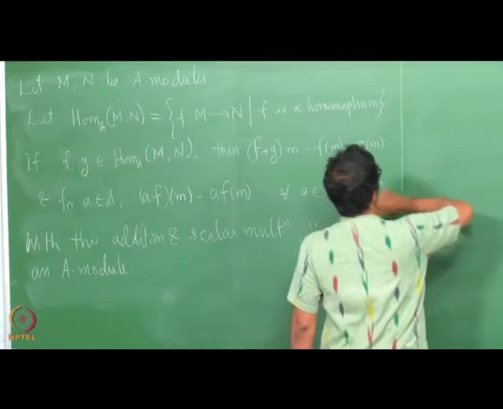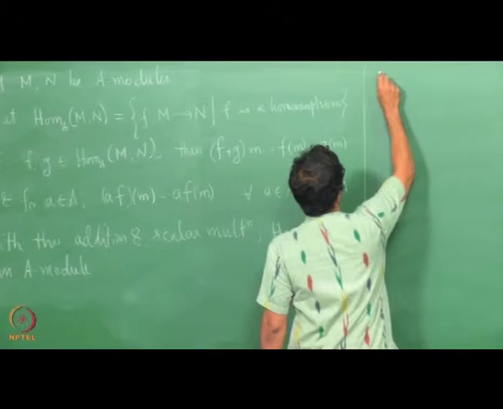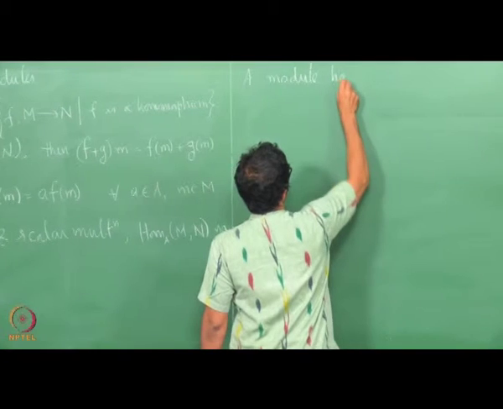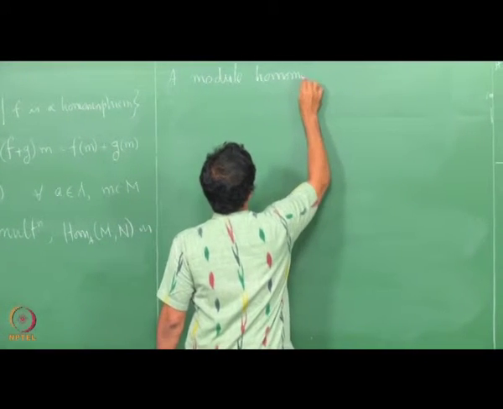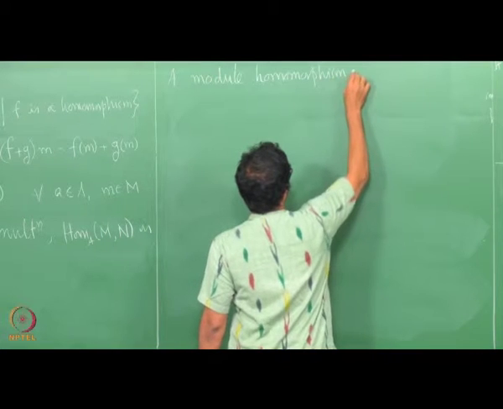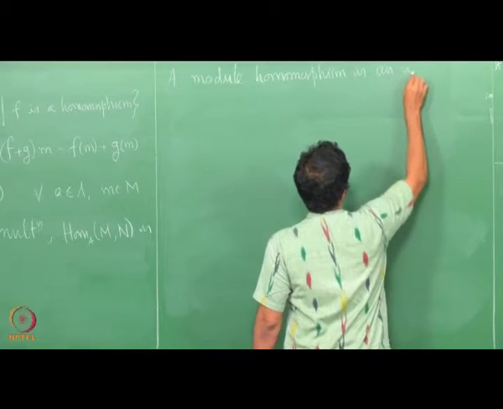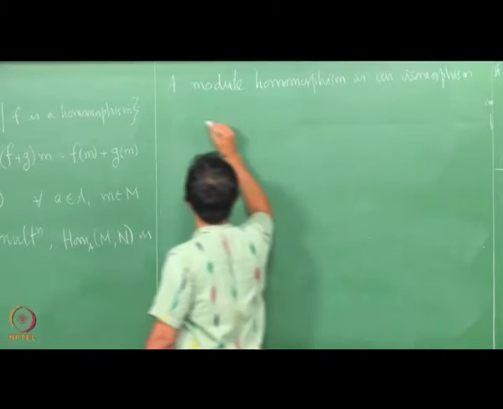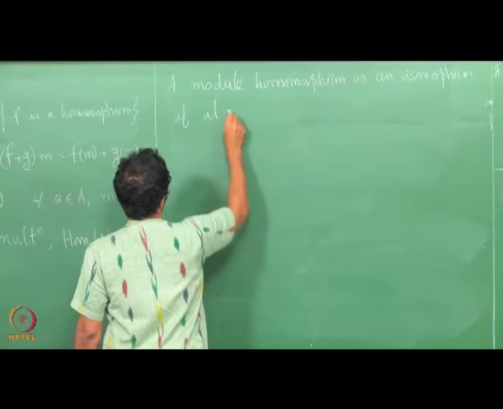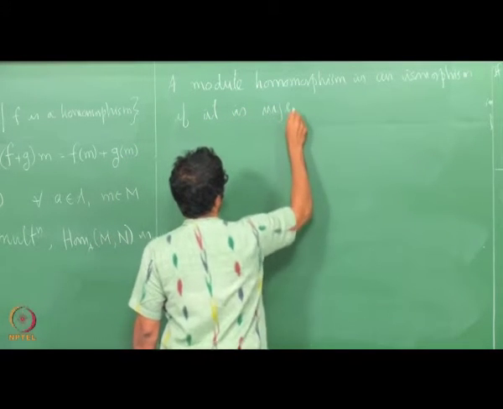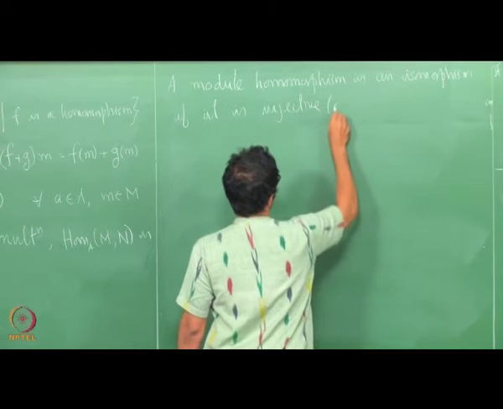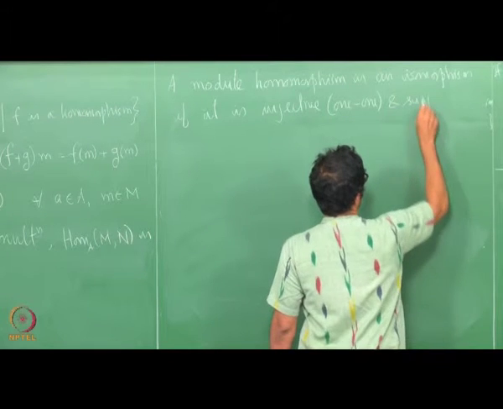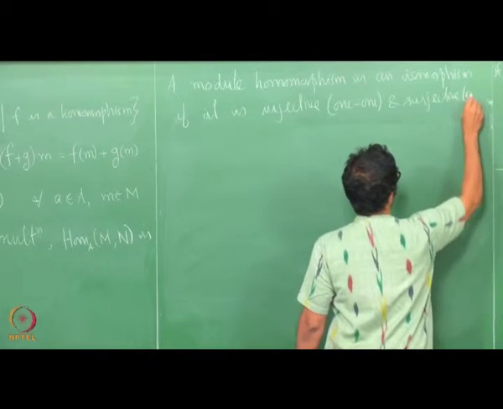So, first let us define those terms. A module homomorphism is an isomorphism if it is injective or one-to-one, and surjective, onto.